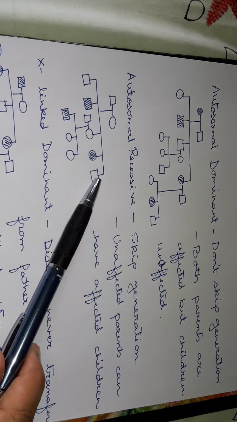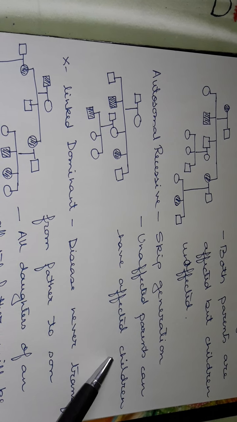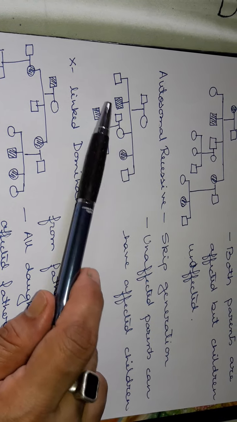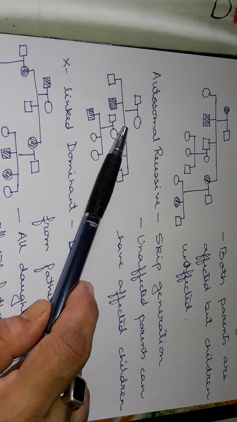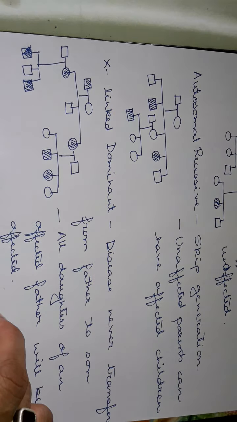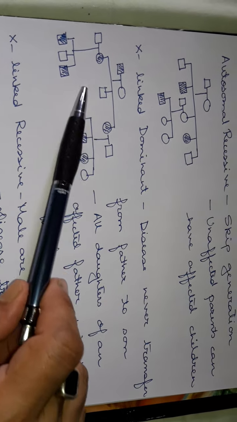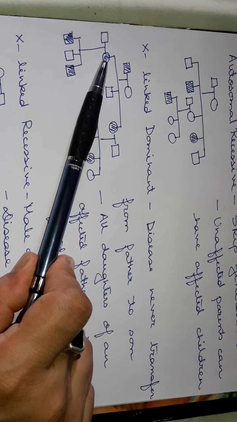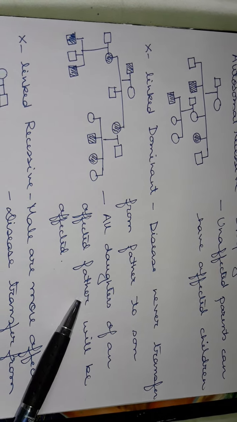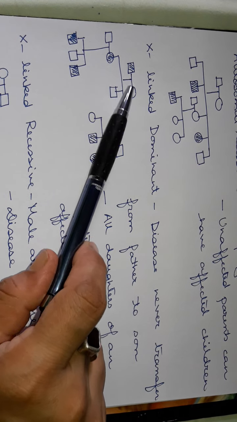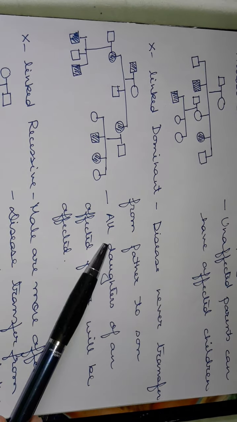Okay. Now autosomal recessive, they skip generations. Unaffected parents have affected children. Now see here, the parents are unaffected, the children are affected, and this generation is being skipped. So this is the autosomal recessive one. Got it? Then X-linked dominant, here the disease never transfers from father to son. Now see here, the father is affected but it is not transmitted to the son, it is transmitted to the daughter, and all daughters of an affected father will be affected. See here, from this parent 2 daughters are formed, both are affected. Got it? So this is the X-linked dominant.